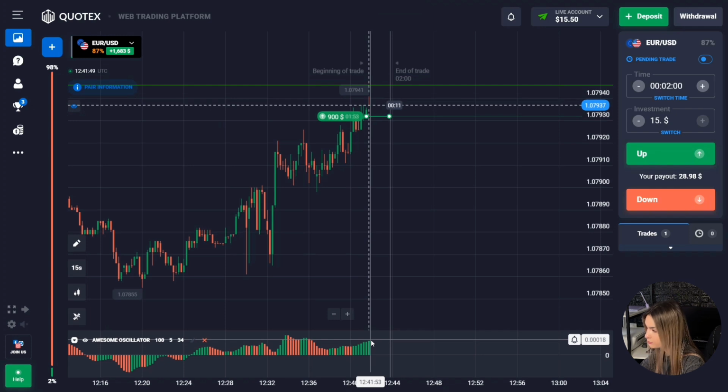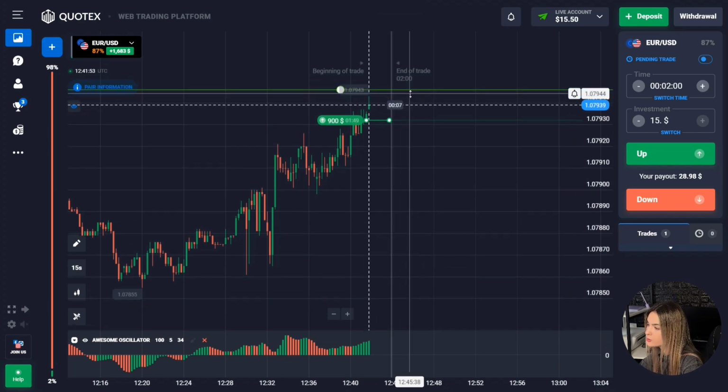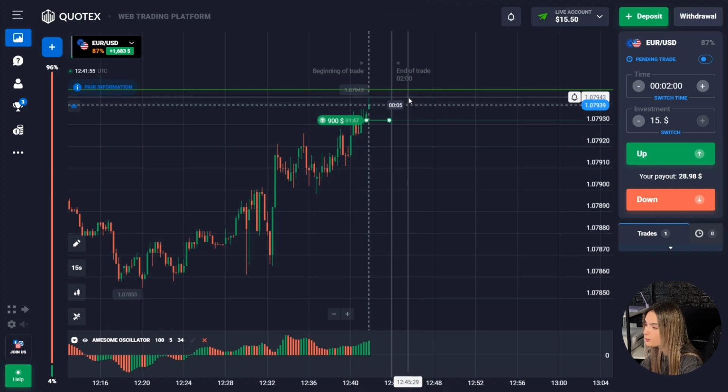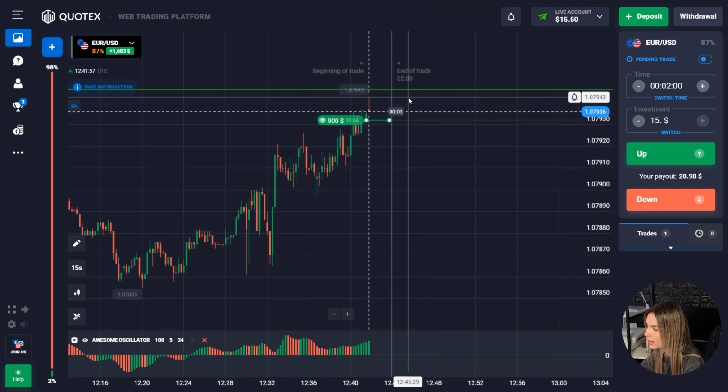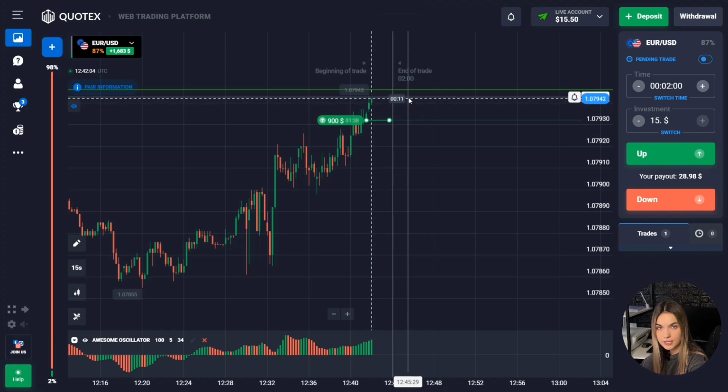A green histogram is formed. The volumes for the increase are growing. It is more likely that the price will continue to move towards the level. We will try to make money on this upward movement. I hope that 2 minutes will be enough in this situation, even taking into account the possible pro trade. So guys, let's wait for the result.